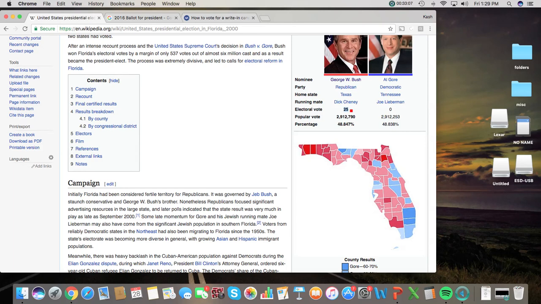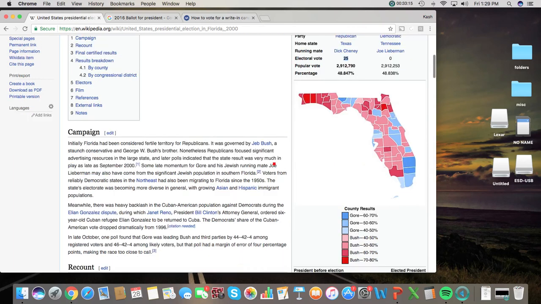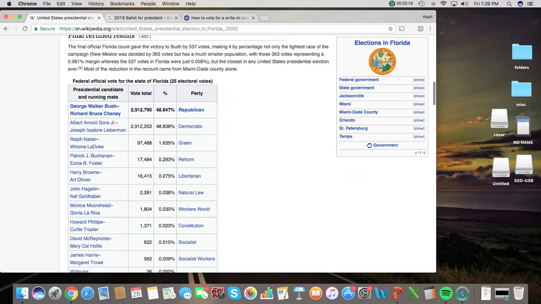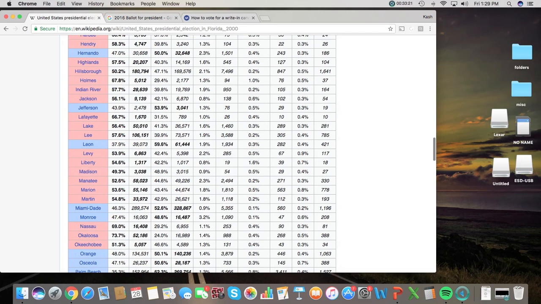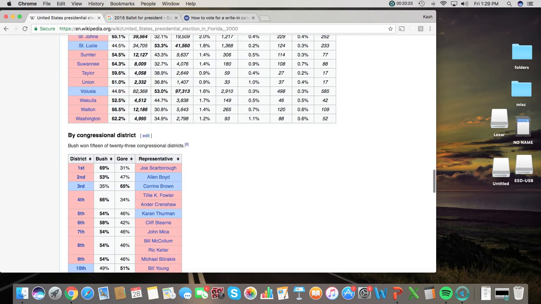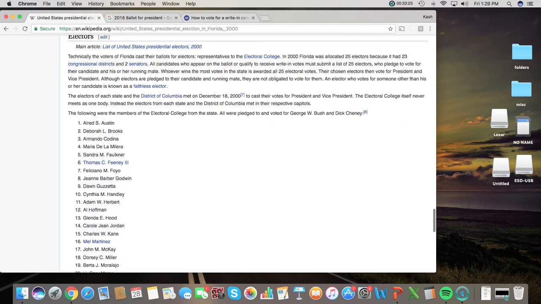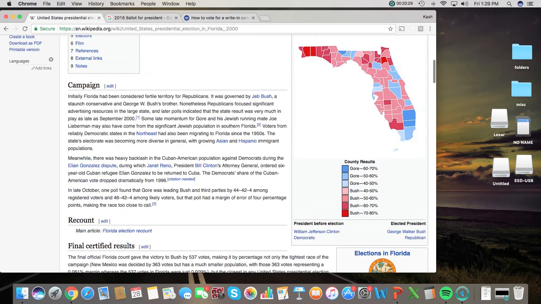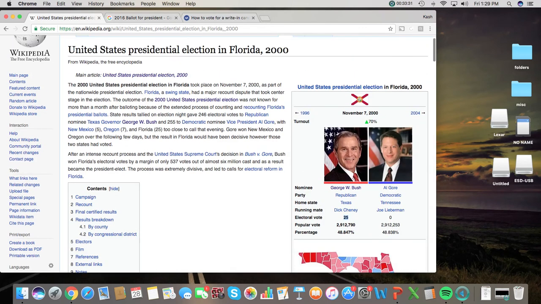And so there were several recounts. It was a very close election. There were a lot of discrepancies, a lot of controversies. People felt that their votes weren't being counted. I mean, there were all sorts of issues. You can even see by county and by congressional district here who the electors were. There was just so much going on in Florida, and there's all this history on the recount as well.